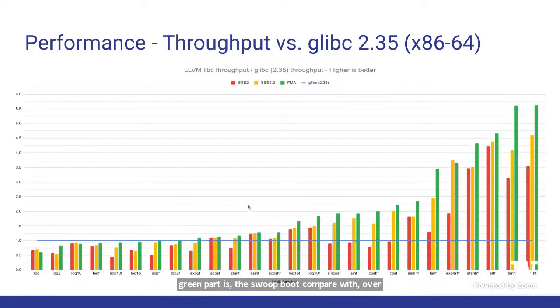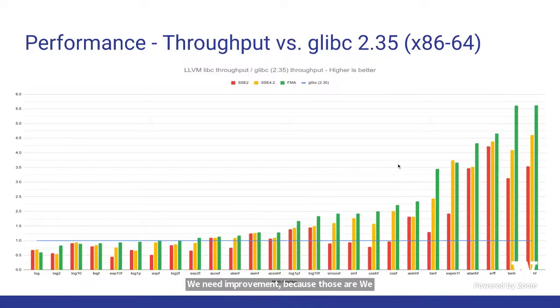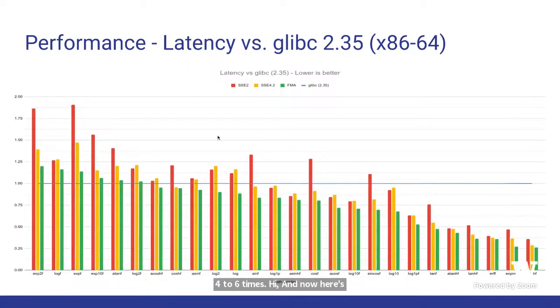And there are a lot of functions that we are faster than glibc, and we are able to identify 6 functions where glibc will need improvement, because we have about 4 to 6 times higher throughput than glibc. And not only is the throughput good and better than glibc on average, we are also able to cut down the latency, especially on those 6 functions that I mentioned on the throughput. The latency is also very bad on glibc implementations. So those are, I think, the immediate parts that can be taken.